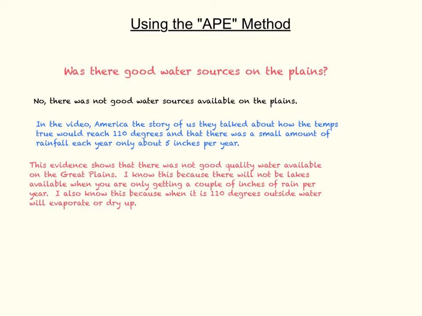How do I know this? Well, I know this because there will not be lakes available when you are only getting a couple of inches of rain per year. That's one fact, and I'm showing how I know. If you're only getting a couple of inches of rain per year, there's no way that you're going to be able to have the lakes available to sustain human life.